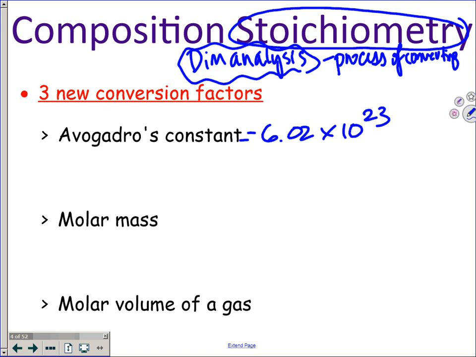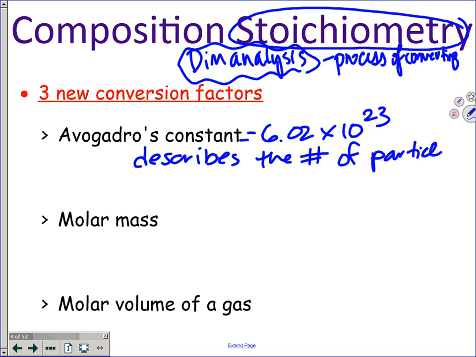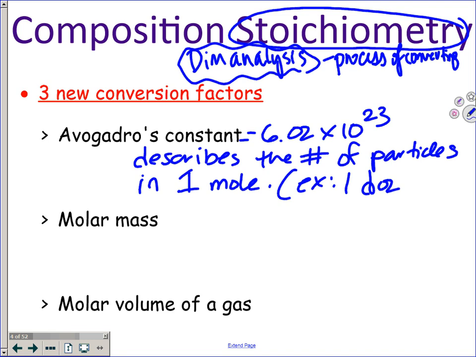Beautiful. Okay, so Avogadro's constant, and write this piece down with it as well. This describes the number of particles in 1 mole. Think of 1 dozen. If I say 1 dozen, what number comes to mind? 12. When I say 1 mole, what number should come to mind? 6.02 times 10 to the 23rd, a humongous number. So Avogadro's constant describes the number of particles in 1 mole. So that's an equivalency: 1 mole is equal to this many particles.